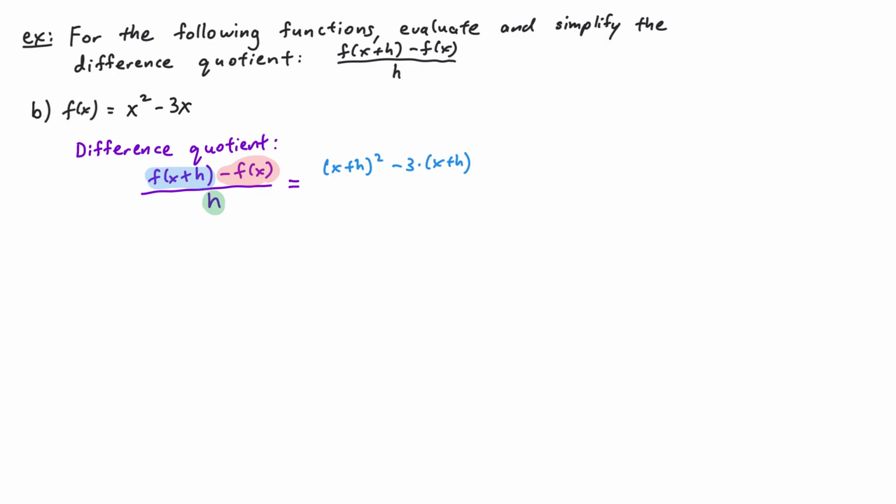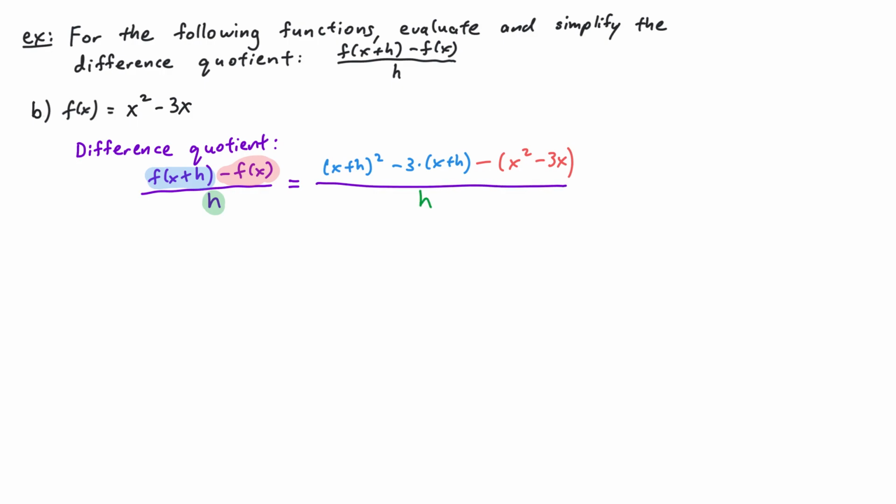Now, our next portion of the difference quotient is the minus f of x. So first, write down the minus sign, then write in what f of x is. F of x is x squared minus 3x. And once again, we're putting parentheses around the x squared minus 3x because we're replacing f of x with something that has multiple terms. Lastly, we divide everything by h.